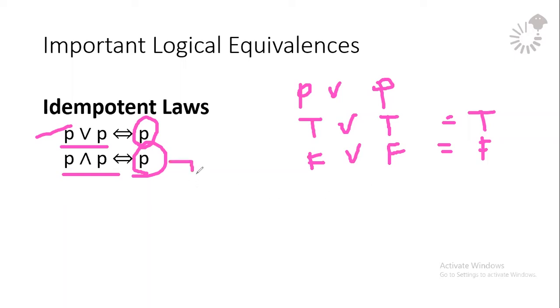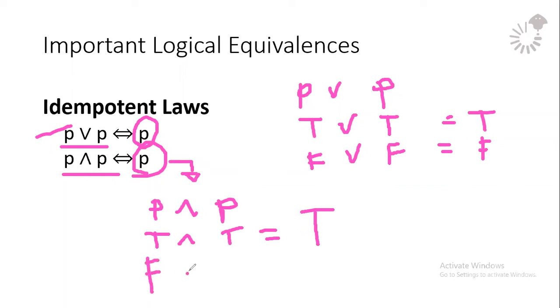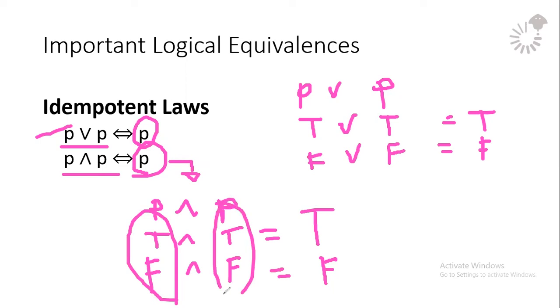Let's test the second one. Anything in conjunction with itself. P and P. Suppose the value of P is true. True and true, the answer is its value, itself. If the value of P is false, in conjunction with itself, the answer is false. False and false is false. Okay? So that is the idempotent law. Clear?